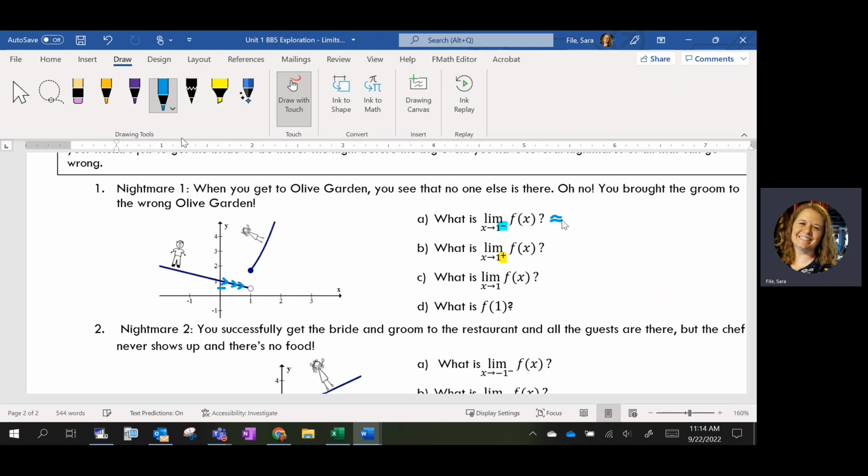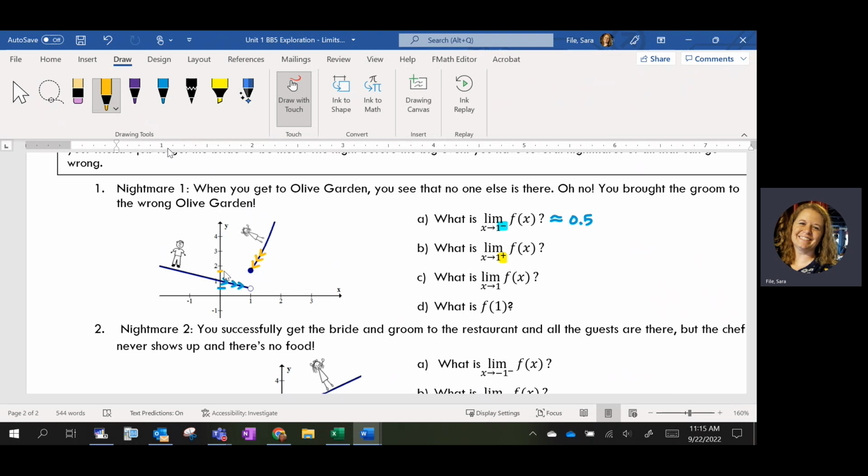Remember when you have the little wavy equal sign? That means approximately. So it's about 0.5. We don't need to be exact. We're just grasping a concept here. And then the bride's coming in from the right. As she's getting closer and closer and closer to the x value of 1, what y value is she approaching? Sure, we could say 1.5. It looks a little bit closer to 2.